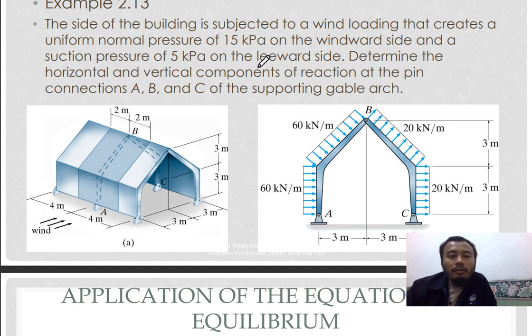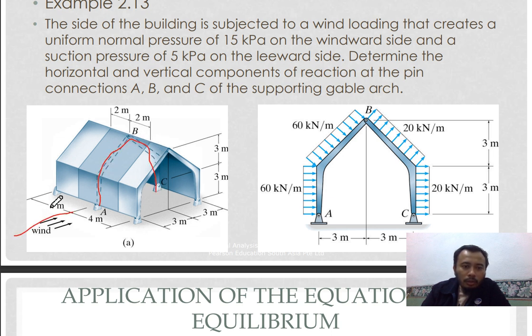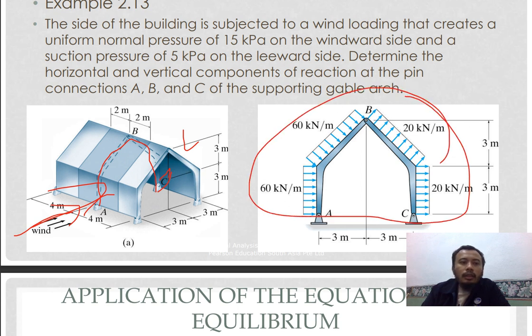Determine the horizontal and vertical components of reaction at the pin connections ABC of the supporting gable arch. So your ABC here, we are analyzing one gable arch. This is the windward side, and this is the leeward side. No aerodynamic principle being satisfied here. So you apply your wind load acting here. There will be a suction here, and this is your free body diagram.